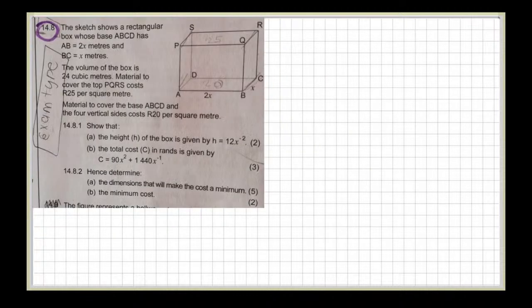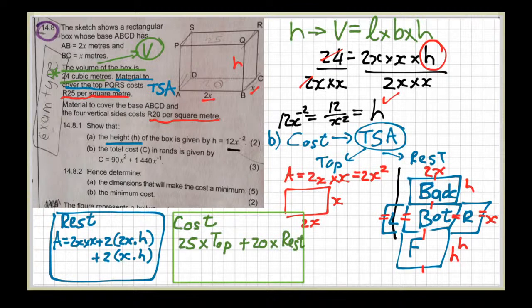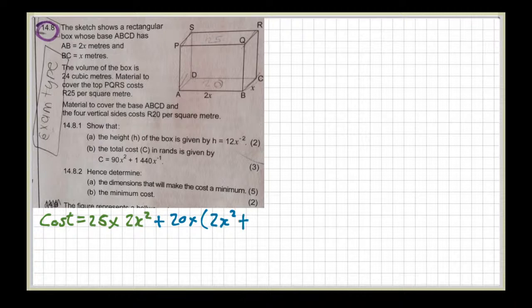So just what we said here, the cost: 25, the top is 2x squared, plus 20 times the rest. The rest, there's a 2x squared, plus 4xh plus 2xh. But now I don't want h in there anymore.